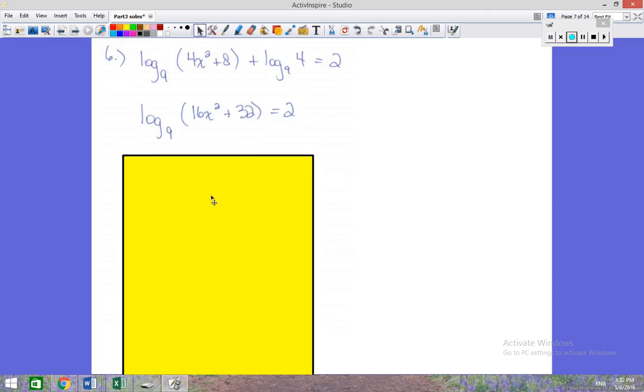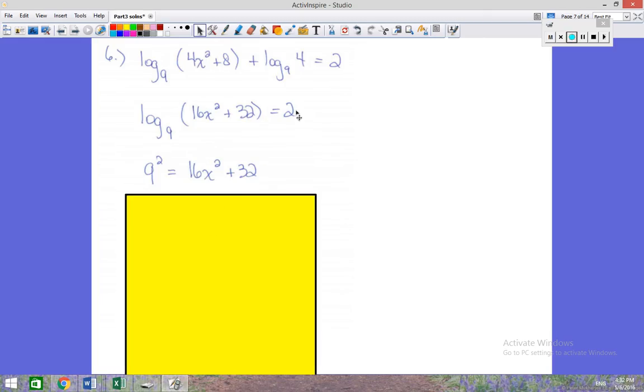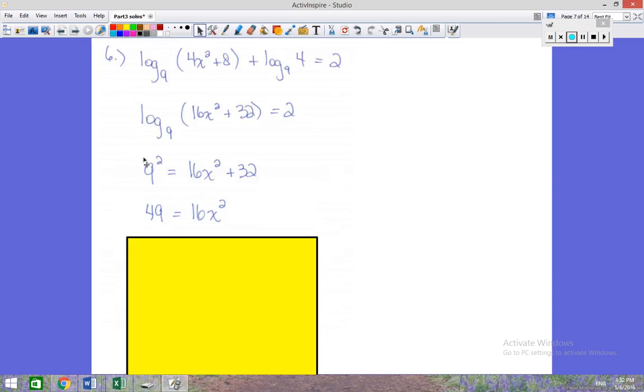The base is 9. A logarithm equals an exponent, so 9 raised to the second power is equal to this argument, 16x squared plus 32. On the left-hand side, 9 squared is 81. On the right-hand side, I have two terms. I want to get the term that contains my variable by itself, so I'm going to subtract 32 from each side. 81 minus 32 is 49.